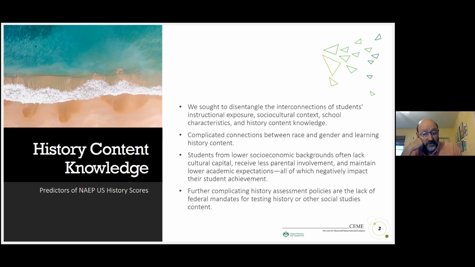For example, students from lower socioeconomic backgrounds often lack the cultural capital or even receive less parental involvement or face lower academic expectations, all of which can negatively impact their student achievement. It's well known, it's one of the sort of cornerstones that we know about in educational research. Well, it applies to things like NAEP as well. Studying something like the NAEP US history exam also comes with a further complicating factor that history assessment policies lack federal mandates, right? So there's inconsistent assessment and testing going on across states.